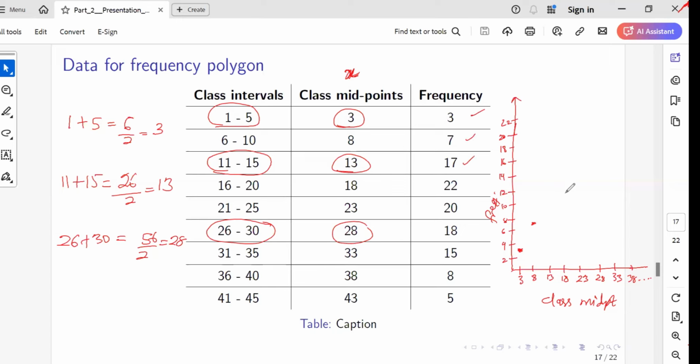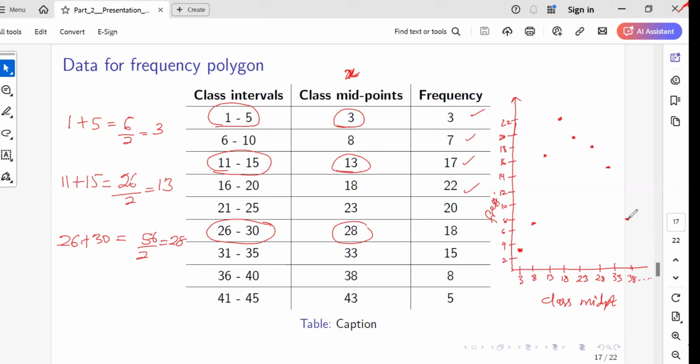So I'm going to look for 17. And I think that should be somewhere here. If it's in a graph sheet, you'll really be able to follow it properly and do a proper graphing. 18 has a frequency of 22. So we have here 22. 23 has a frequency of 20. So 23, frequency is 20. 28 has a frequency of 18. 33 has a frequency of 15. 38 has a frequency of 8.